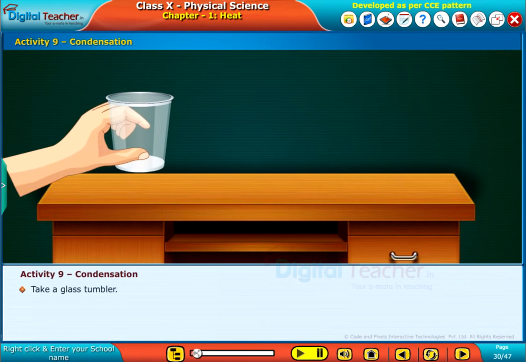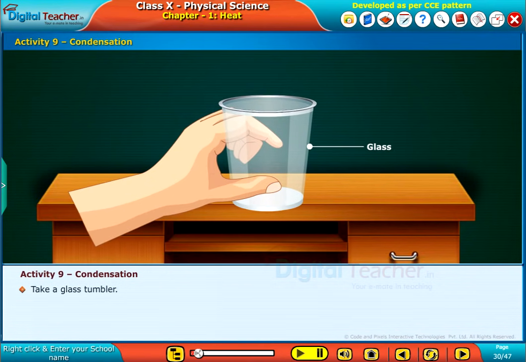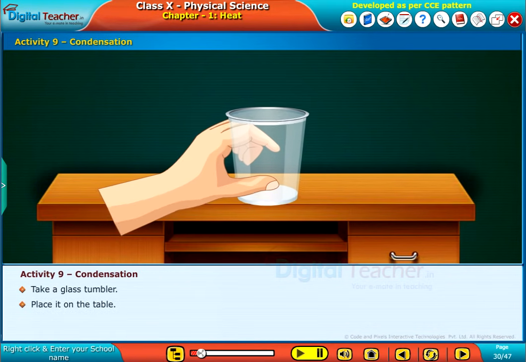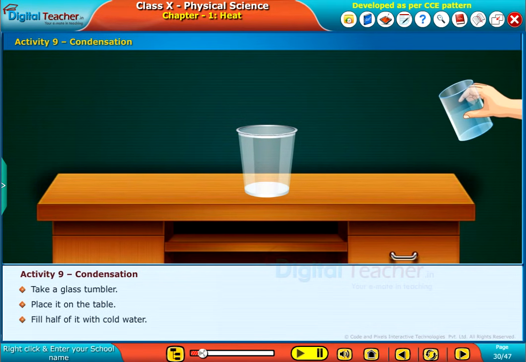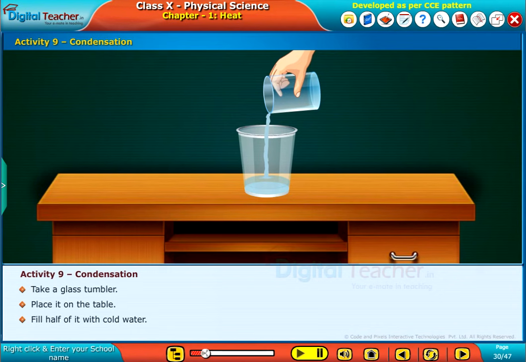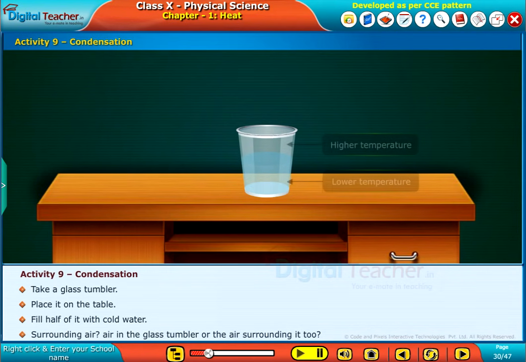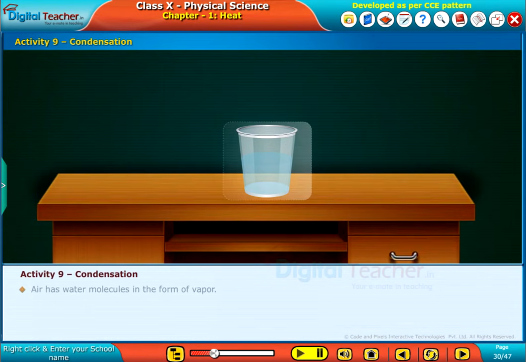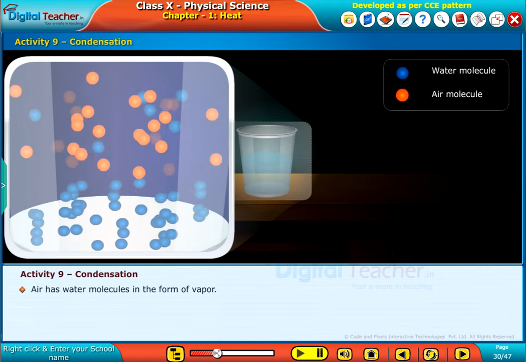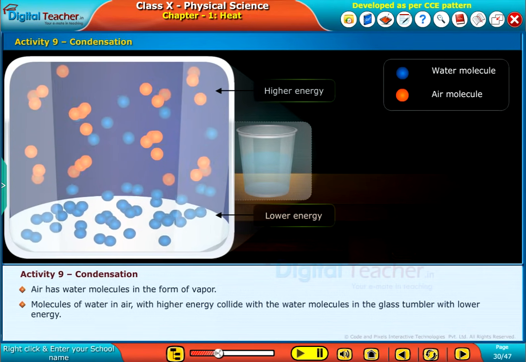Take a glass tumbler. Place it on the table. Fill half of it with cold water. We know that the temperature of the cold water is lower than the temperature of the surrounding air. Air has water molecules in the form of vapor.